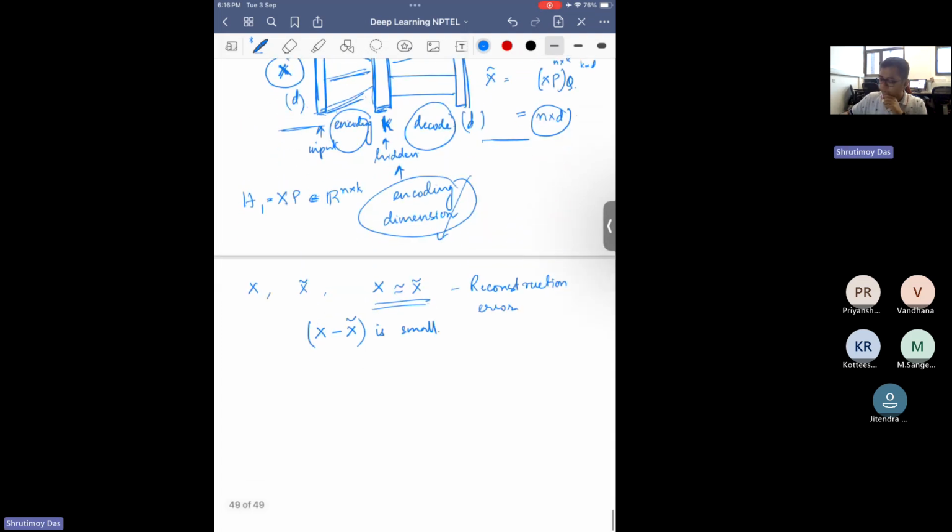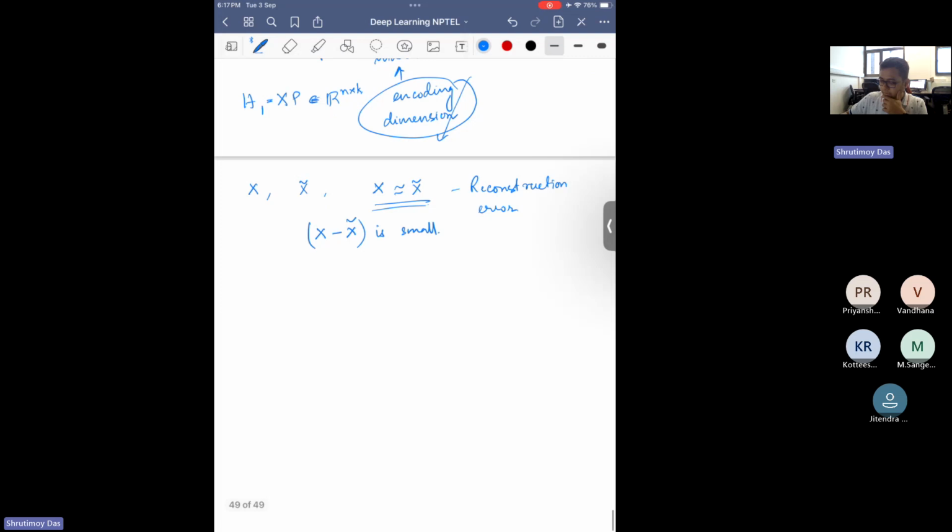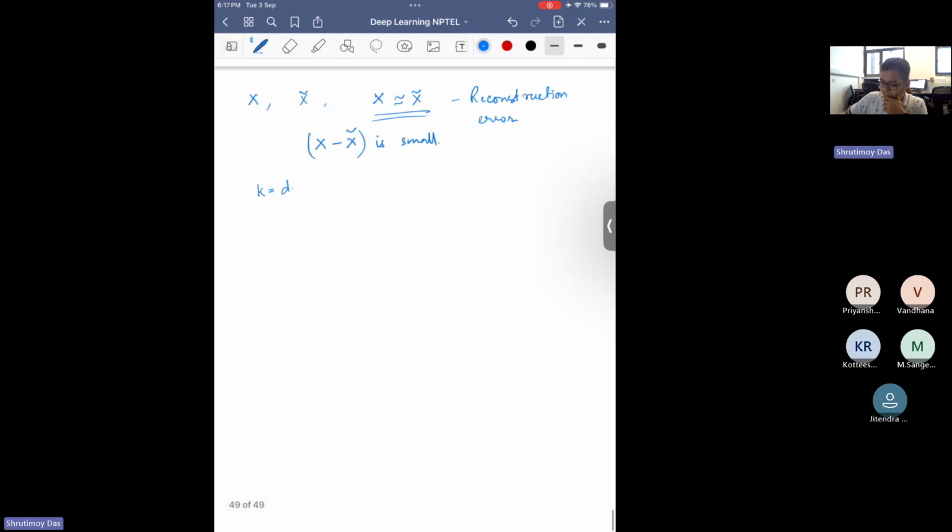So suppose we are doing a linear encoder. Suppose this is our linear encoder, and I say that k is equal to d in this case. So that means k may be larger or smaller. So that is important, and we'll get to that.